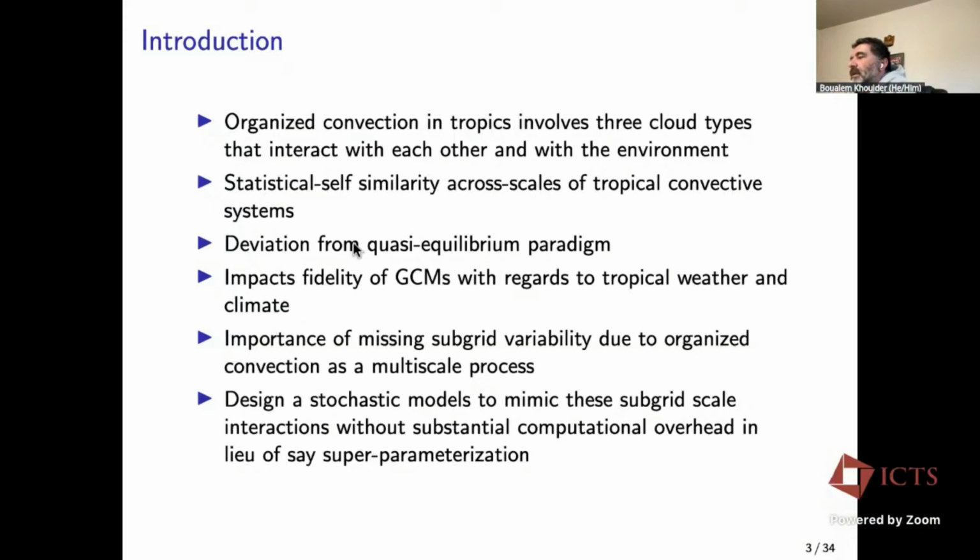So there is an importance of the missing variability of convection in GCMs that's not captured by the quasi-equilibrium paradigm or parameterizations. Adding the stochastic model will help do that. And in a sense, the stochastic multi-cloud model operates as a super parameterization, in the sense that we try to get the subgrid variability into the model, but instead of running a CRM, which is very costly, we try to mimic the dynamics or the statistics of convection in that way.